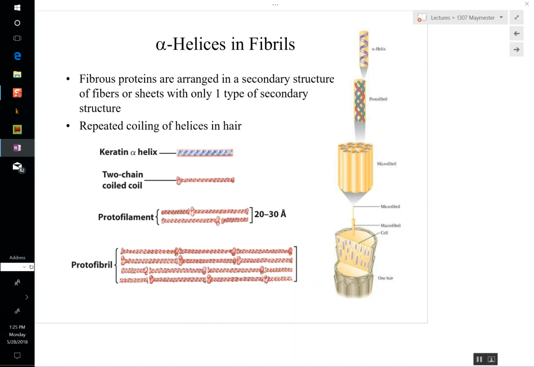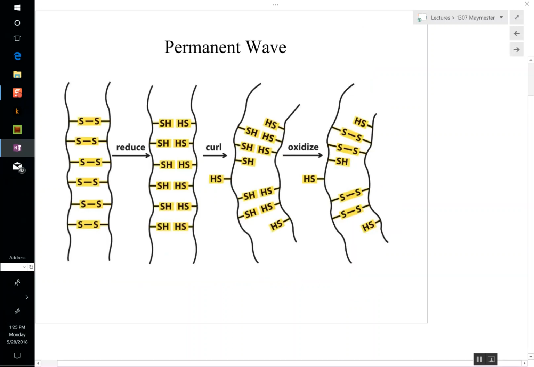But the proteins are like that. And someone was just mentioning a permanent to me when we're putting samples in the oven. Here's a permanent. How do they do permanents? So in the hair, proteins have disulfide bridges between them.